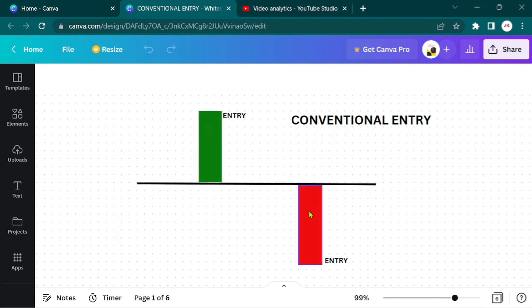Here, if it is closing powerfully, it may move on the downside, and entry is taken here. What is the negative or minus point of this conventional entry? The stop loss will be very big. The stop loss, where can we keep the stop loss?